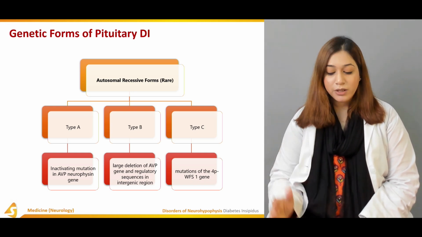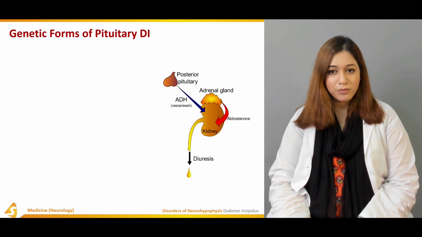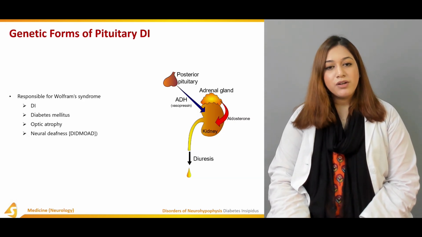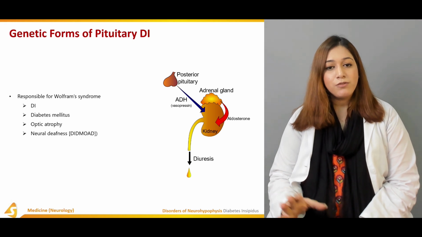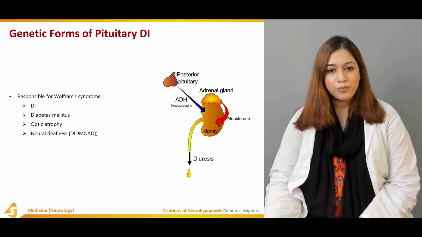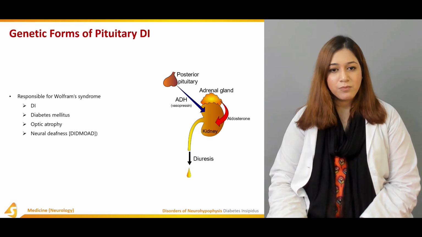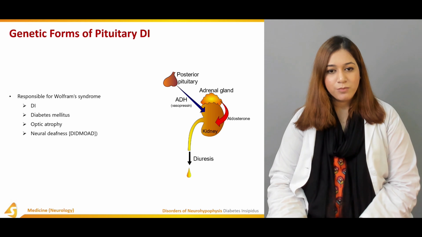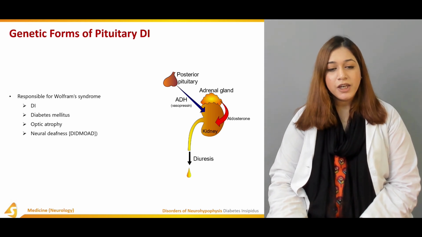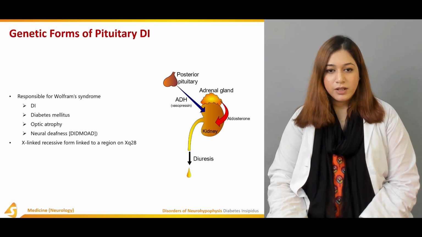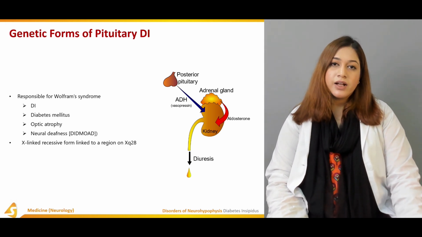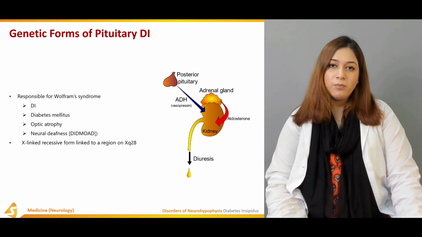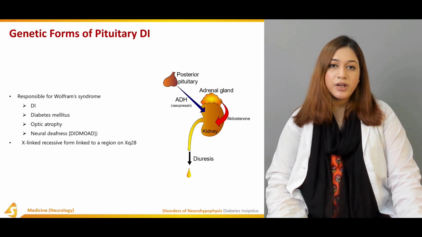Now, what is the WFS1 gene? The WFS1 gene is responsible for Wolfram's syndrome, that is characterized by diabetes insipidus, diabetes mellitus, optic atrophy, and neural deafness. There is another X-linked recessive form that is linked to a region on the Xq28 chromosome.